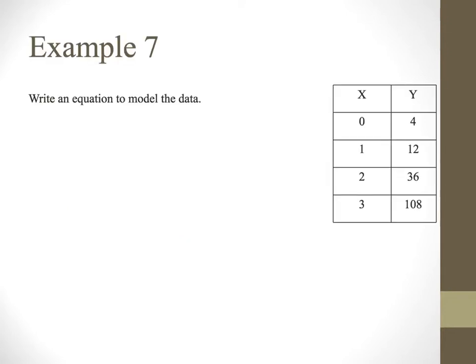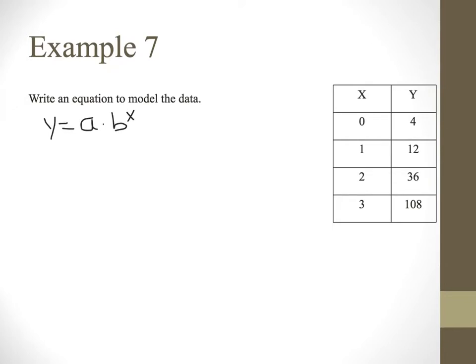So we will start right off with example number 7, where it says to write an equation to model the data that's given. If you recall from parts 1 and 2, an exponential model is written in the form of y equals a times b to the power of x.